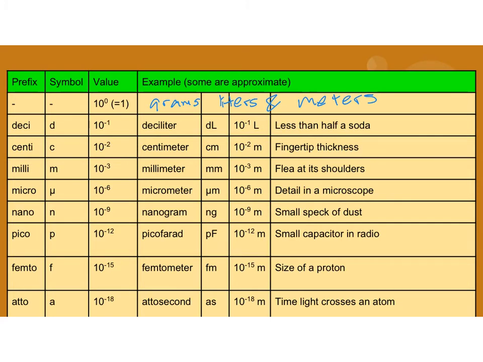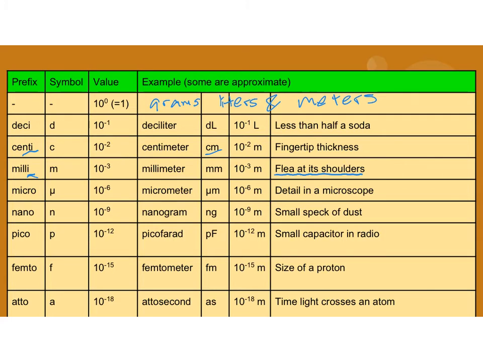So a deciliter is 10 to the negative 1. That's less than half of a soda. So your typical soda, that's less than half. A centimeter. We've probably measured in centimeters. Our prefix centi, c, is 10 to the negative 2. That is about the thickness of your fingertips. A millimeter, another measuring unit you should be familiar with. That's 10 to the negative 3, and that is about the size of a flea at its shoulders.